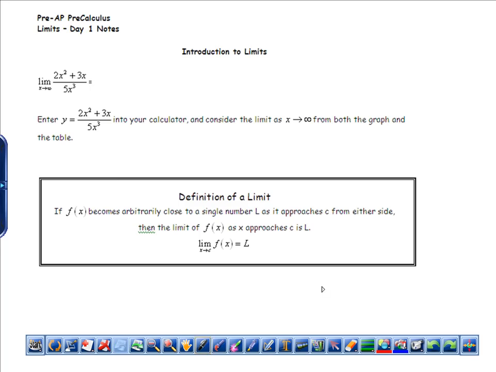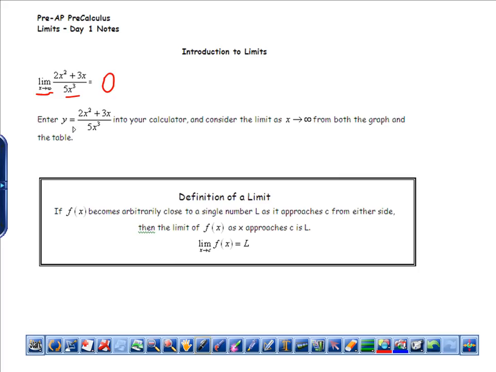So this is the video for limits day 1. This first problem you should already know how to do, because this is an infinite limit, a limit as x approaches infinity, a really large value of x, or you can think of this in terms of end behavior. Since the degree of the denominator is larger, we know that this limit equals 0.